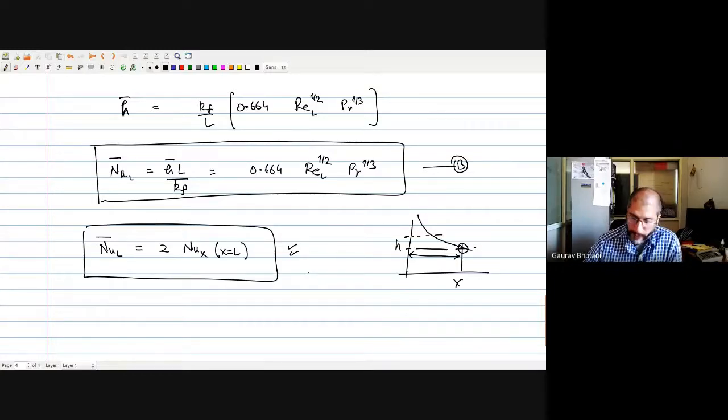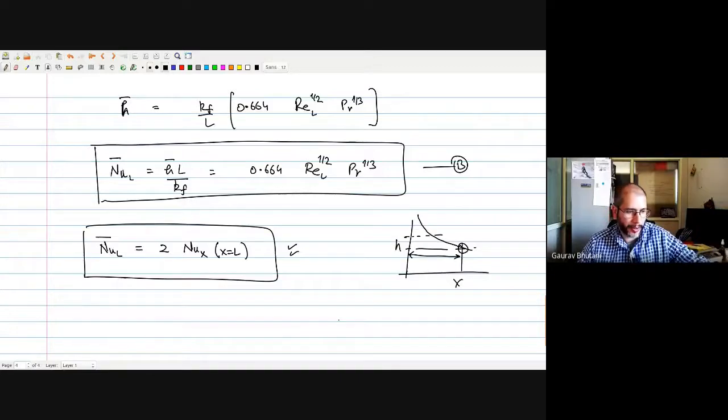And this all was for Prandtl number greater than 0.5, because this expression for theta prime as 0.332 times Prandtl number to the power 1 by 3 was only fitting the Pohlhausen results for Prandtl number greater than 0.5.